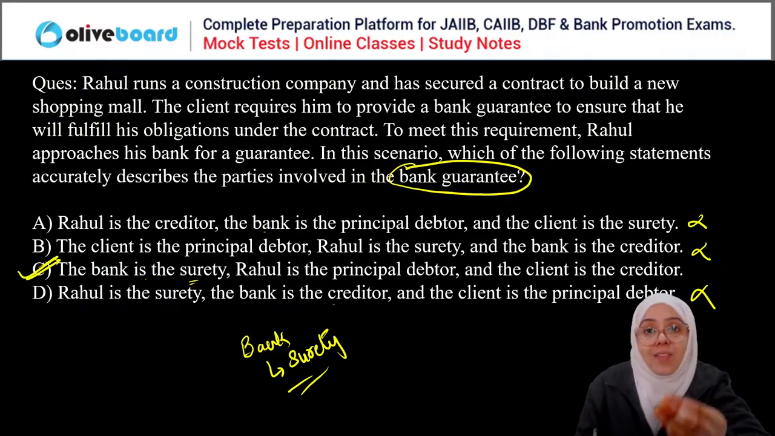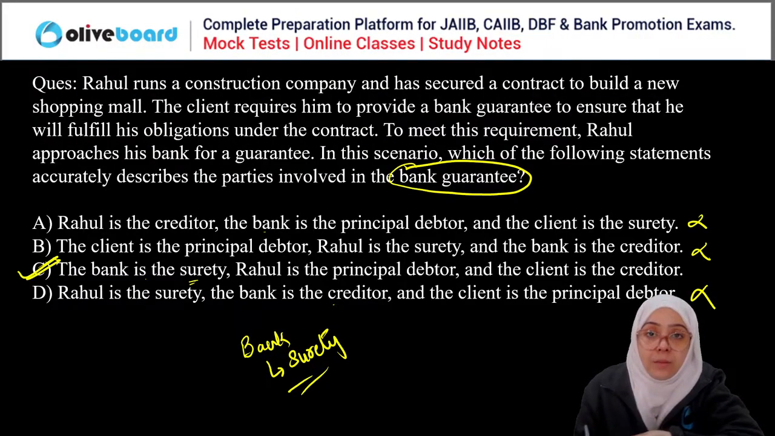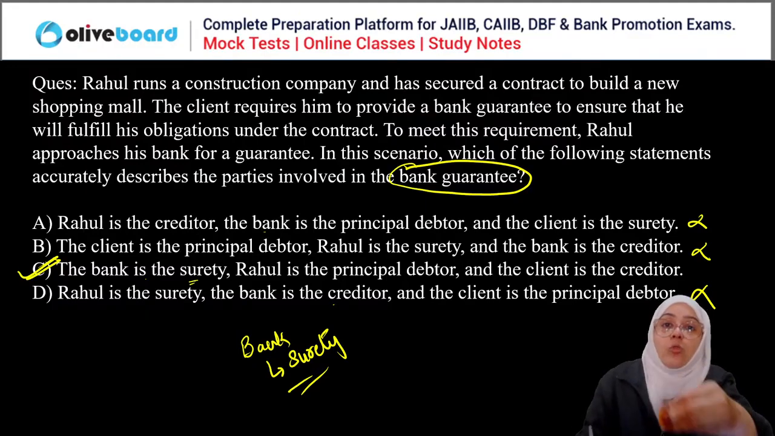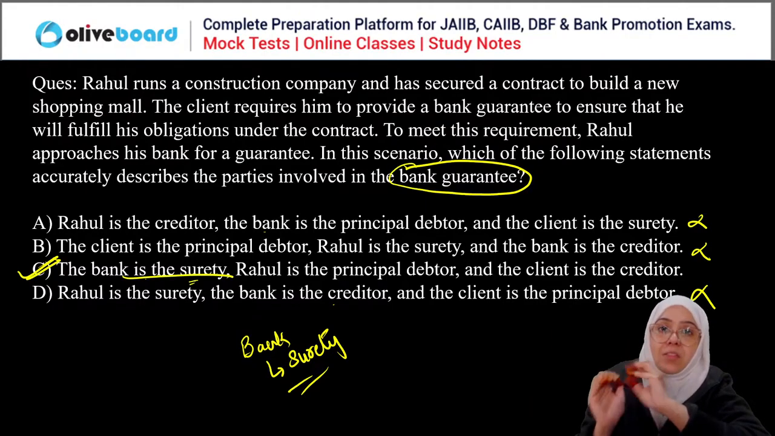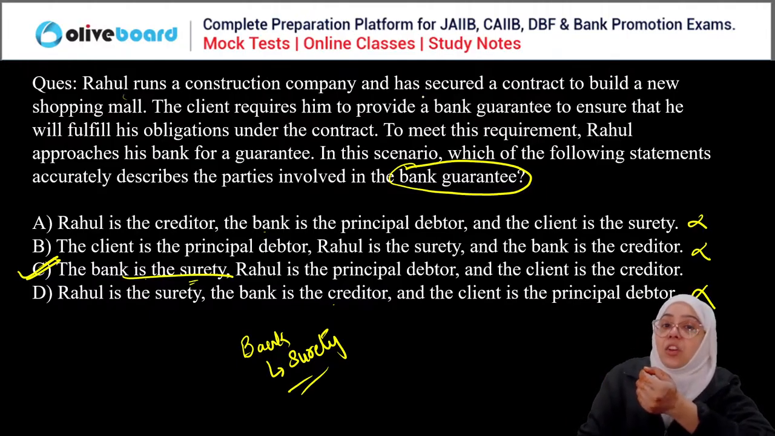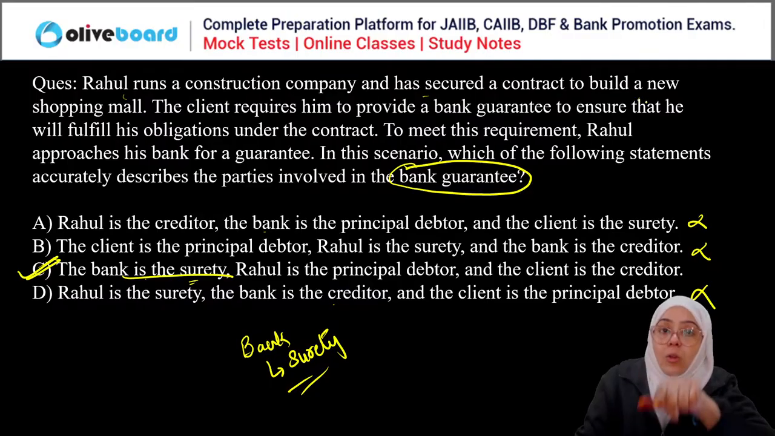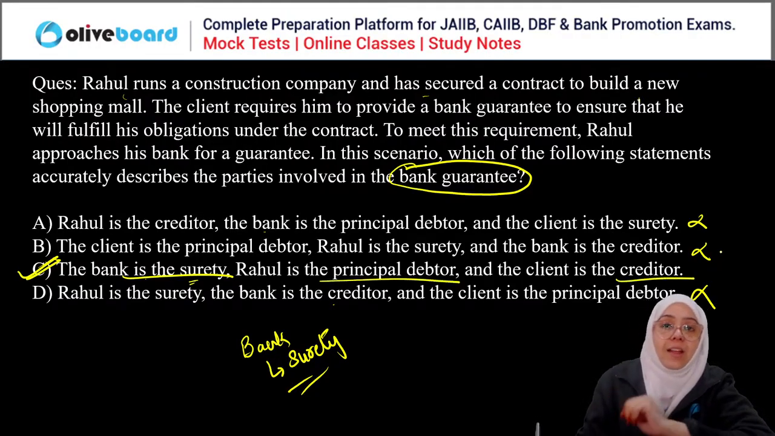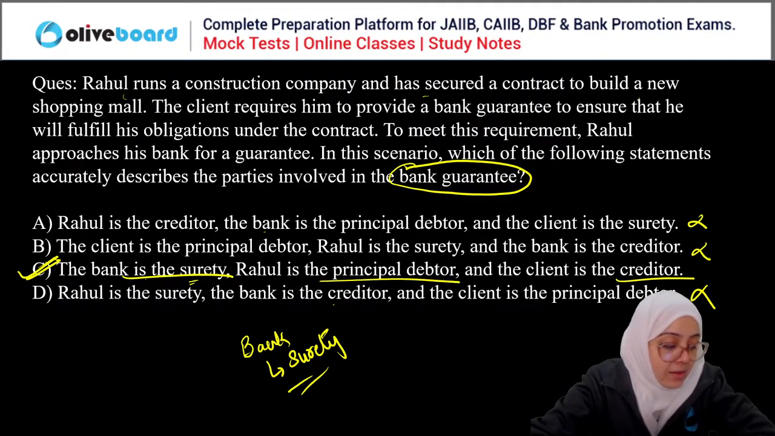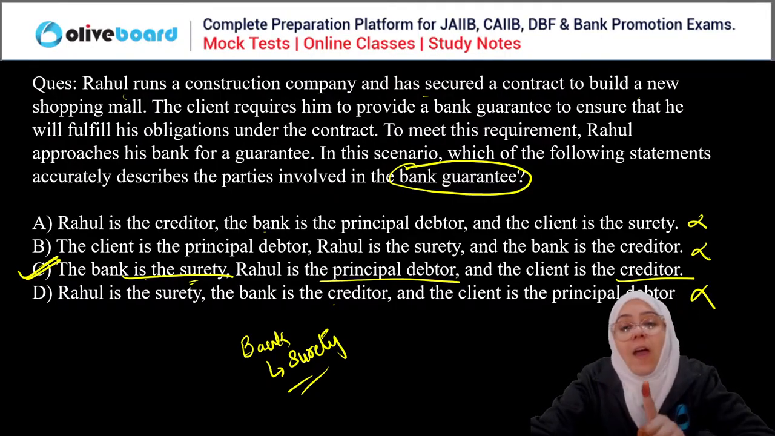When a bank guarantee is asked for, the bank is giving you the guarantee. It means that the bank is the surety. Now, who is the debtor and who is the creditor? That is the second thing. Bank is the surety, that is the main thing here. Now, see, Rahul runs a construction company and secured a contract. So, Rahul is the debtor here and the client is the creditor. So, C is the correct answer. Very easy. Only one thing you have to focus on.